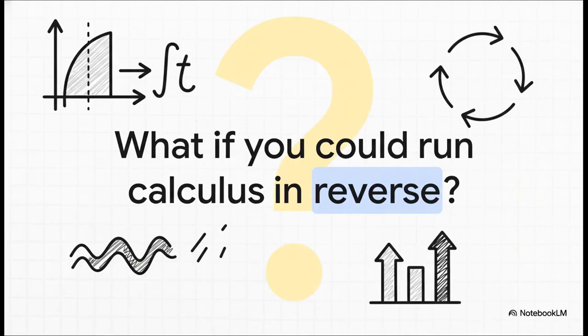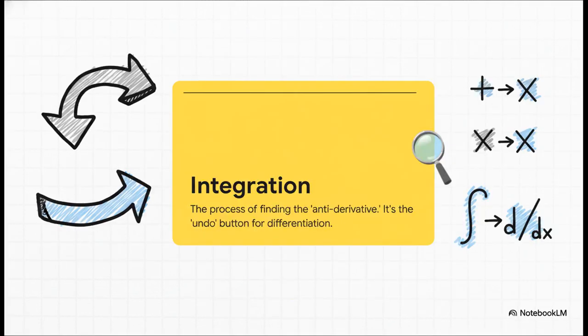So think about it. You've probably spent a ton of time learning how to find the derivative of something, right? The rate of change. But what if you wanted to go backwards? What if you already knew the rate of change and you wanted to figure out what the original function was? That one simple question, that's the key that unlocks everything we're about to do. And the answer to that question? Well, that's exactly what integration is.